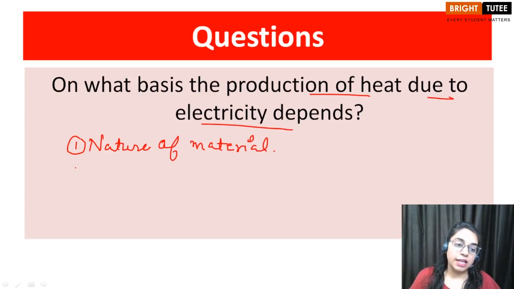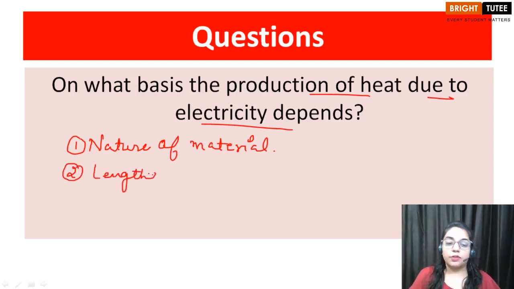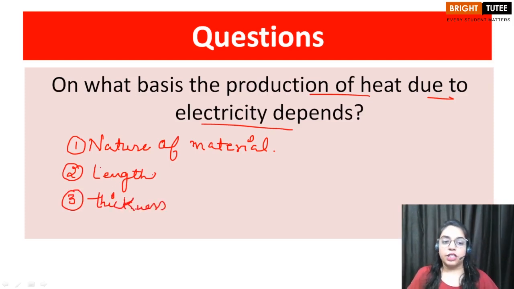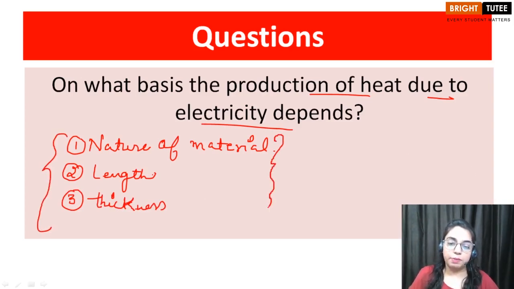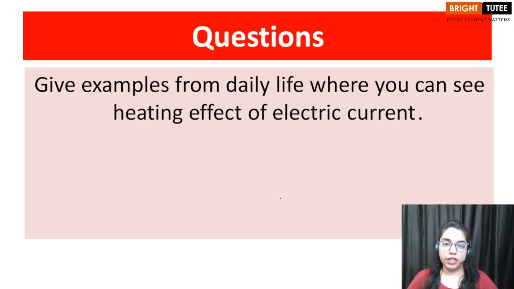Okay, then second, it depends upon the length of the wire. What is the length of the wire or the conductor that we are choosing. Then finally, it depends upon the thickness of wire. So these are the three factors on which the amount of heat produced depends. Okay, so let's move to the next question.